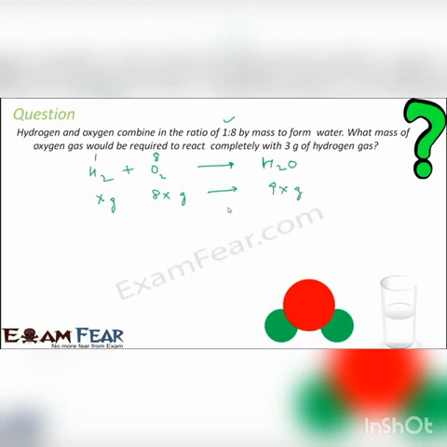Law of conservation of mass. So how much oxygen gas would be required to completely use 3 gram of hydrogen? So x, I'll make it as 3 gram, because that is the question. It has to be 3 gram. So if x is 3 gram, 8x is 24 gram, and this is 27 gram. So 3 gram of hydrogen will react with 24 gram of oxygen to form 27 gram of water. Pretty easy.